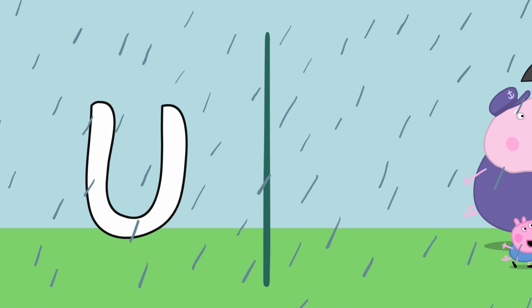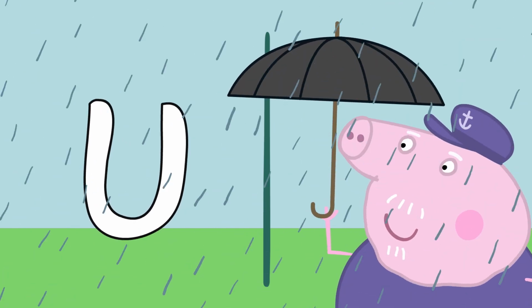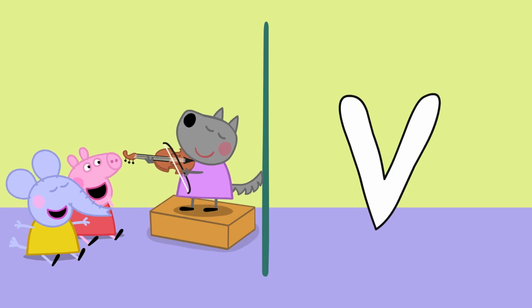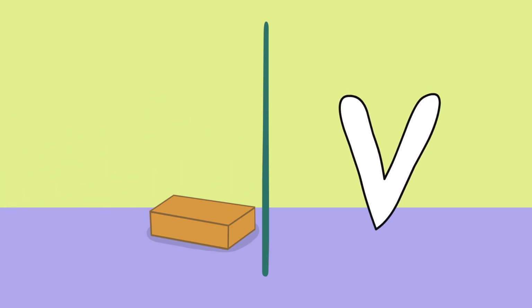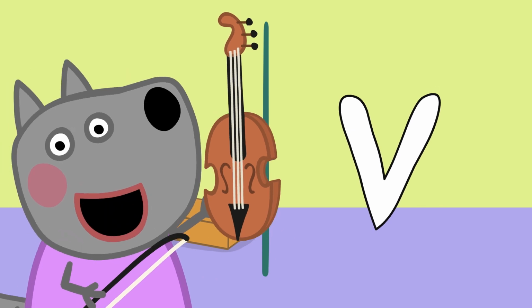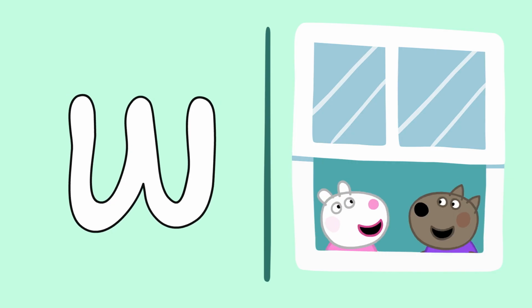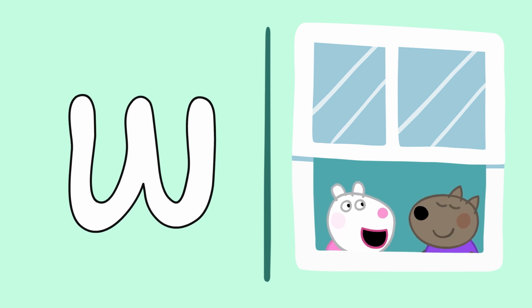Umbrella, umbrella, umbrella, U is umbrella. V is for violin. Violin, violin, violin, V is violin. W is for window. Wah, wah, window, window, wah, window, wah.